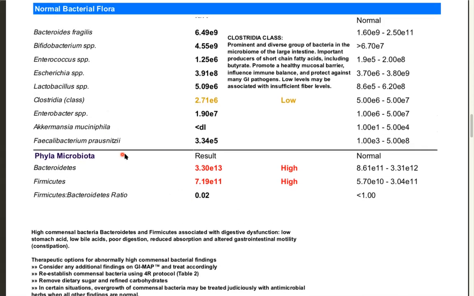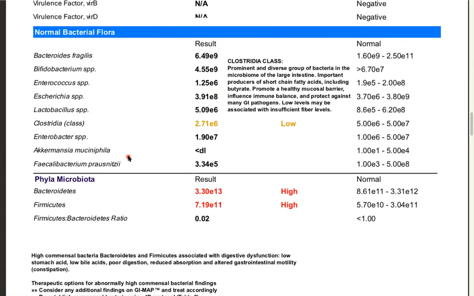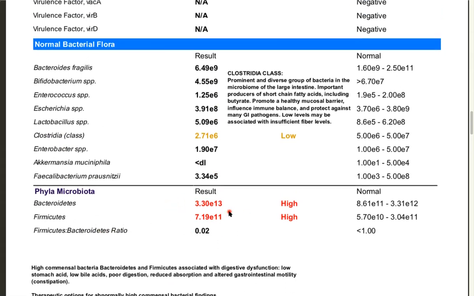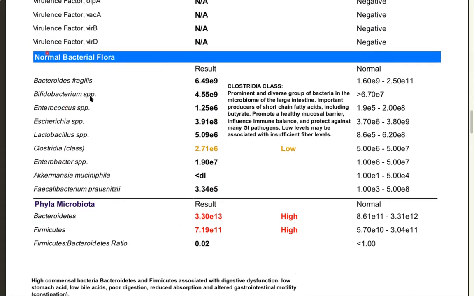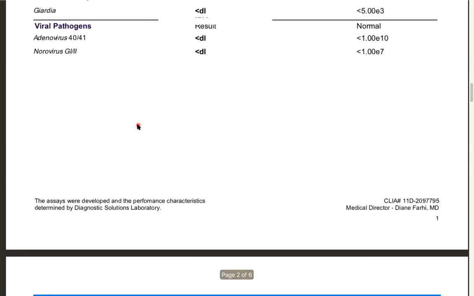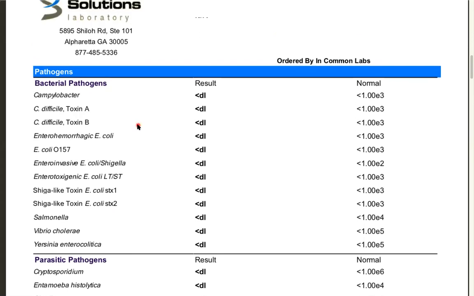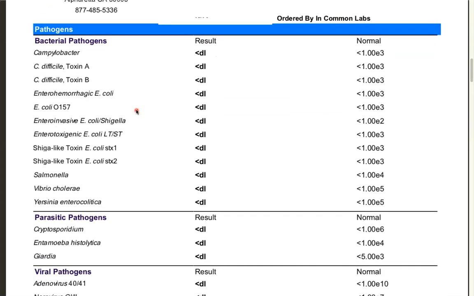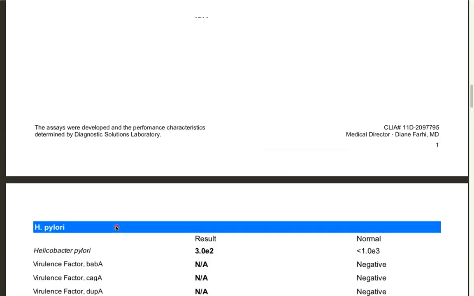And I look at this section first because the rest of the results will show us what contributes to this or what else is going on to cause this overgrowth. So once I get a good look at this normal bacterial flora, then I start over and I go to page 1 and go in order. There are no pathogens or parasitic viral pathogens, so that's great.